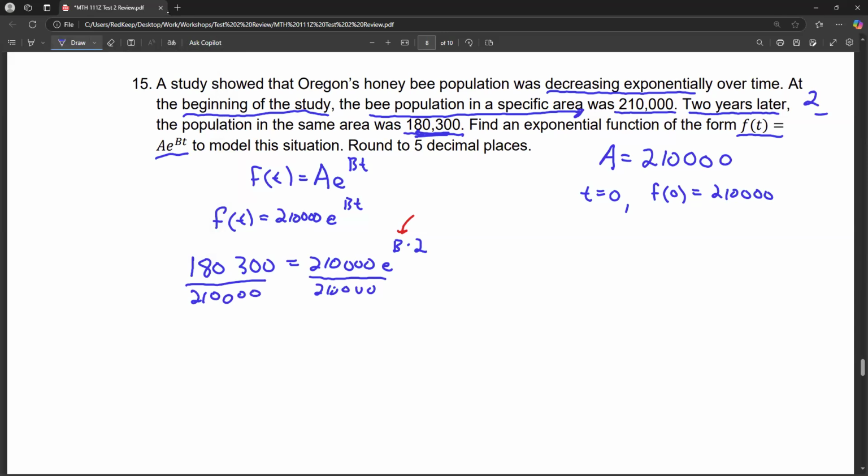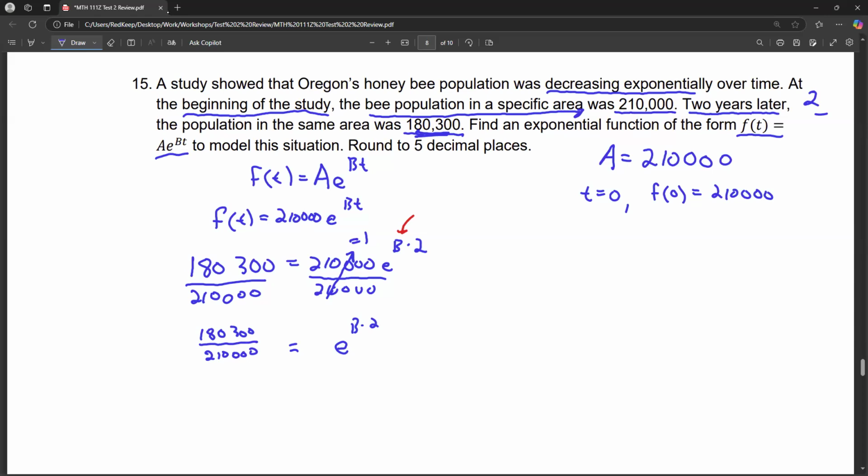And so on the right-hand side, all of this right here just equals 1, which is a good thing. I got e raised to the b times 2. Did I go ahead and simplify that? It doesn't look like I did, so I'll leave that to you to simplify the 180,300 divided by 210,000. I'm just going to bring it down for now, cumbersome as it is.